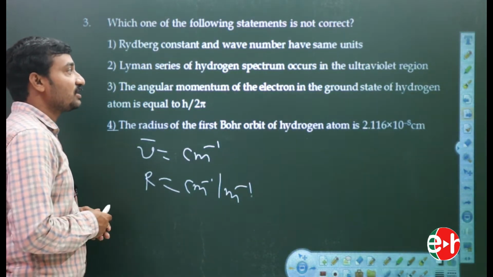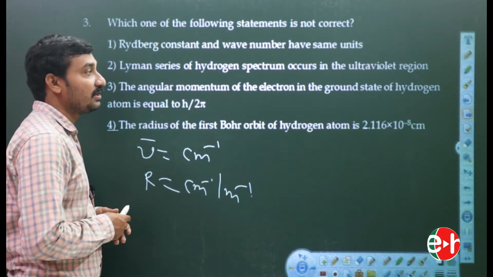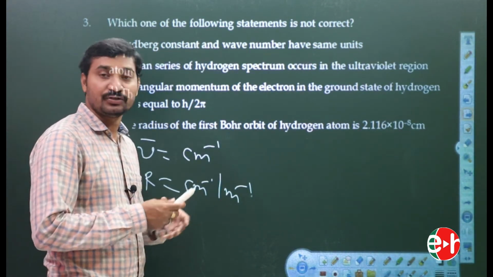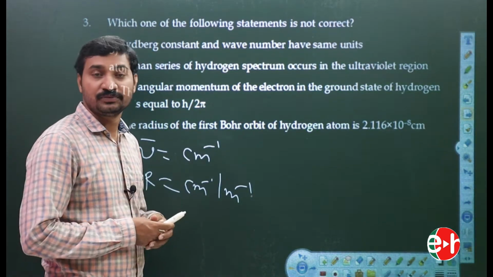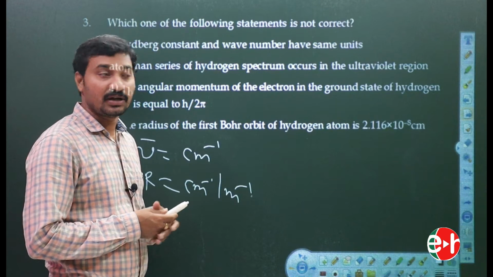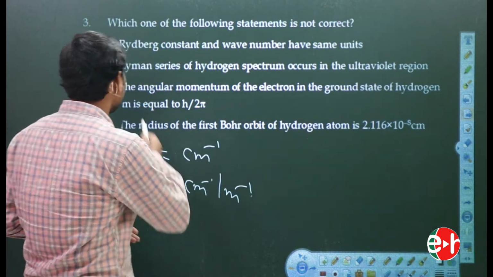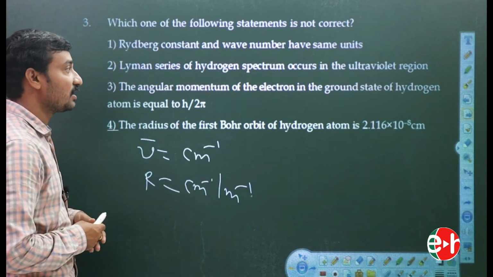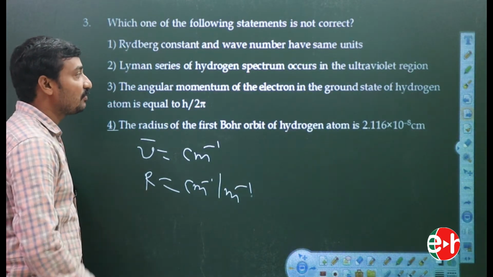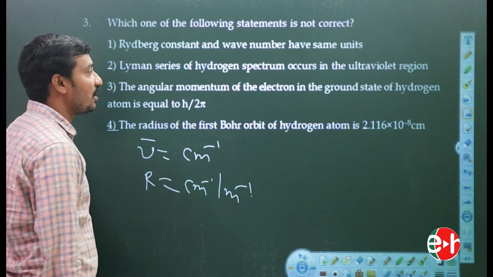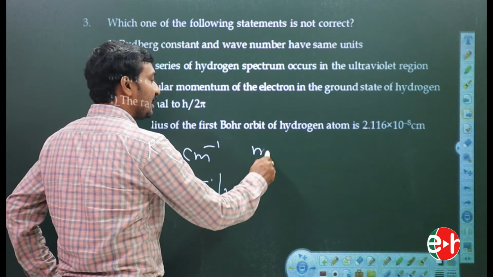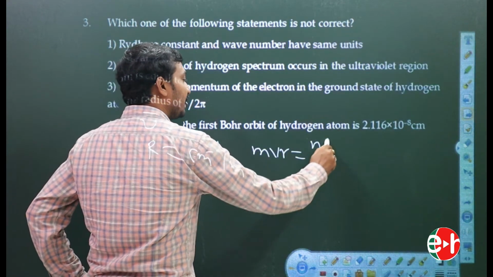Lyman series of hydrogen spectrum occurs in the ultraviolet region. Yes, correct. Lyman series is obtained in the ultraviolet region: Lyman UV, Balmer visible, and Paschen IR, Brackett IR, and Pfund also IR. So this is also a correct statement. Third one, the angular momentum of the electron in the ground state of the hydrogen atom is equal to h by 2 pi. Angular momentum mvr is equal to nh by 2 pi.